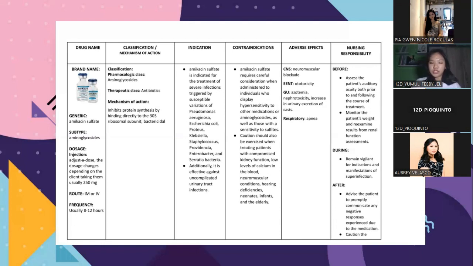So as future nurses or nurses, the responsibility is to assess the patient's auditory acuity both prior to and following the course of treatment. Monitor the patient's weight gain, re-examine results from renal function assessment, remain vigilant for indications and manifestations of superinfection, advise the patient to promptly communicate any negative responses experienced due to the medication, and caution the patient about potential hazards to the developing fetus if the drug is consumed while pregnant, and emphasize the importance of maintaining sufficient fluid intake. Next slide, please.